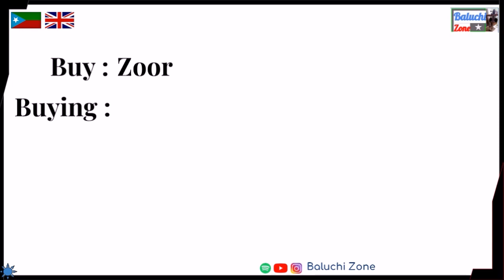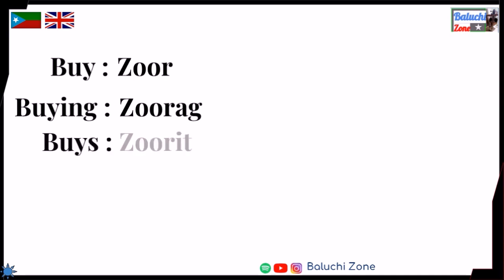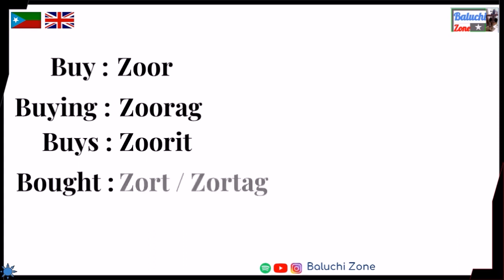Let's try with another word. To say buy, we say zur. It also translates as take. Buying, zurag. Buys, zurit. Bought, zort. Or you can say zortag.